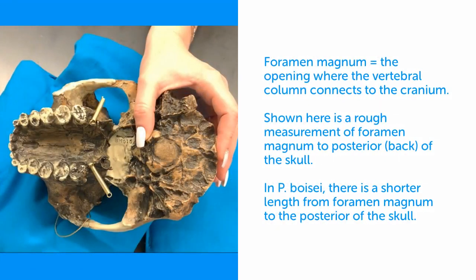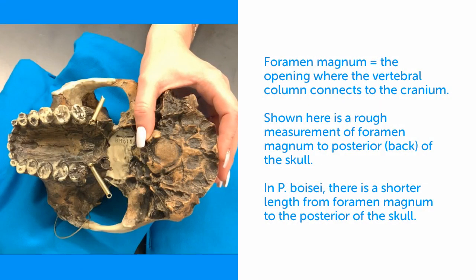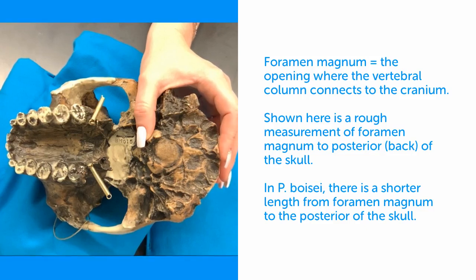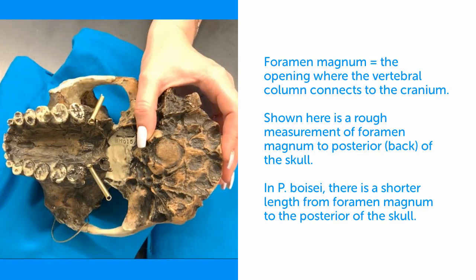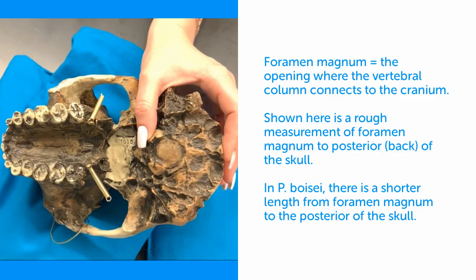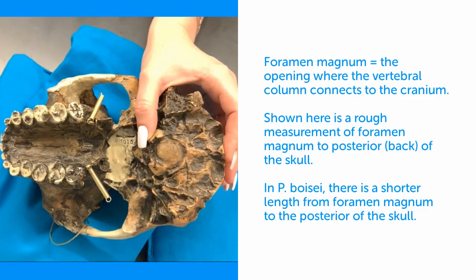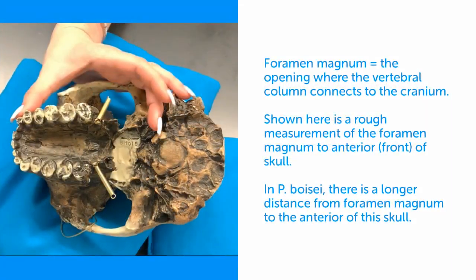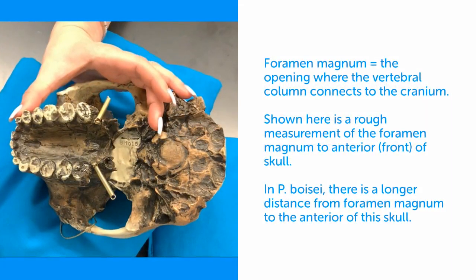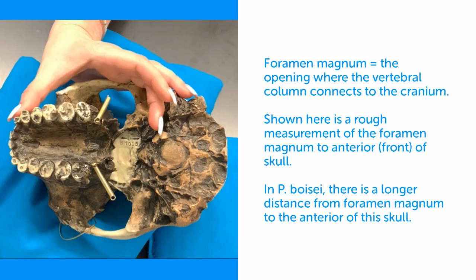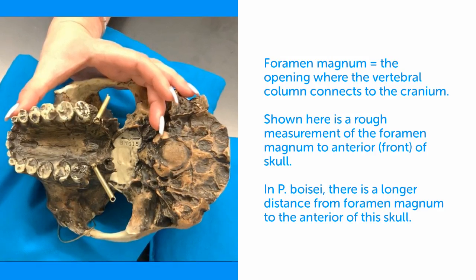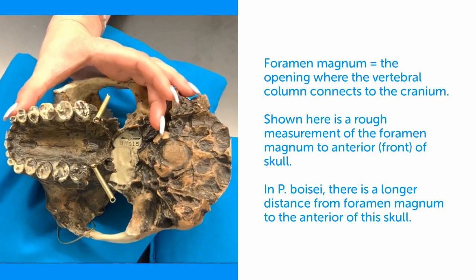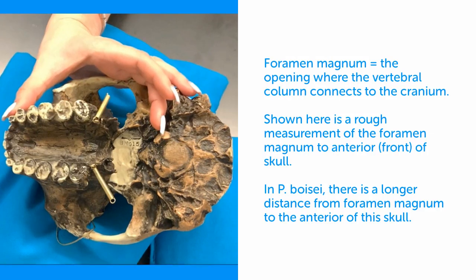In this slide here, we see a measurement of the foramen magnum to the posterior of the skull. The foramen magnum is the opening where the vertebral column will connect to the cranium. So we see a rough measurement of the foramen magnum to the back of the skull here. In this slide, we see a measurement of the foramen magnum all the way to the front of the skull. You see here that the measurement from the foramen magnum to the front is much longer in comparison to the last slide, which was the foramen magnum to the posterior of the skull.